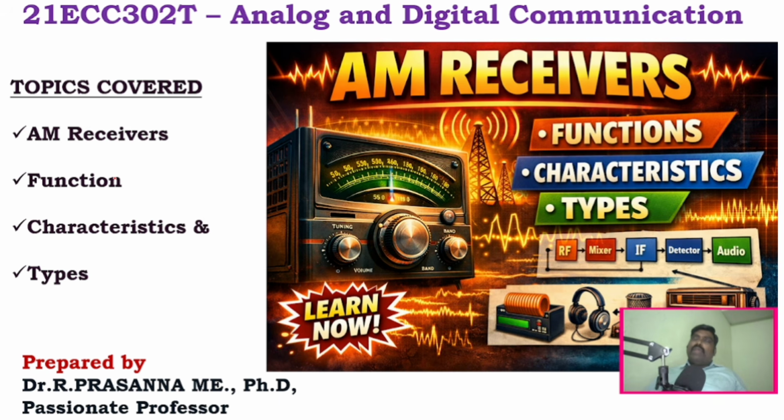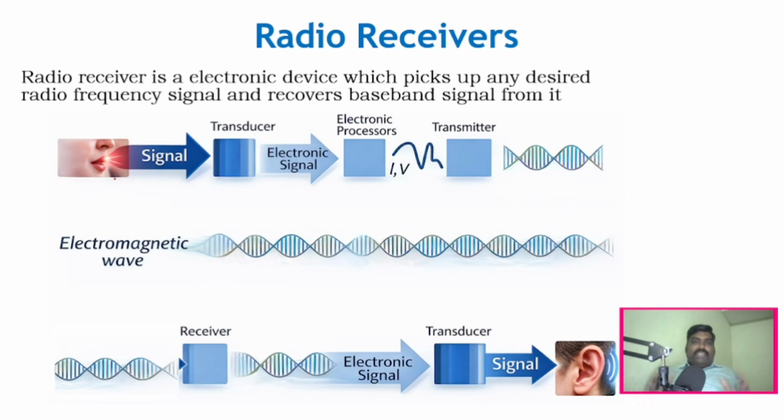Before going in depth about AM receiver, we should know what is meant by a receiver and what is the function of a receiver. I would recommend you to watch my previous videos so that you can understand the basic concepts about communication. We have started with what is communication, what is a transmitter, what is a receiver, and what are the different types of AM transmitters. So please go and watch the previous videos and come back to this video so that you can clearly understand it.